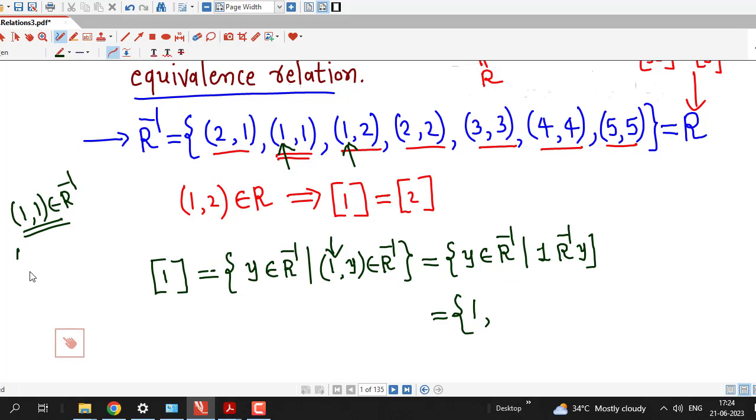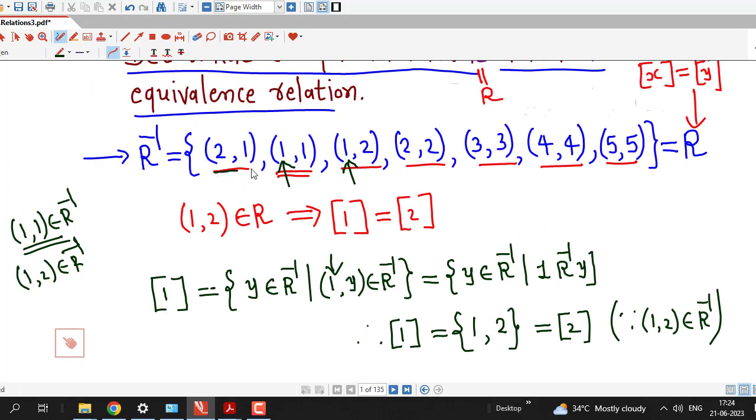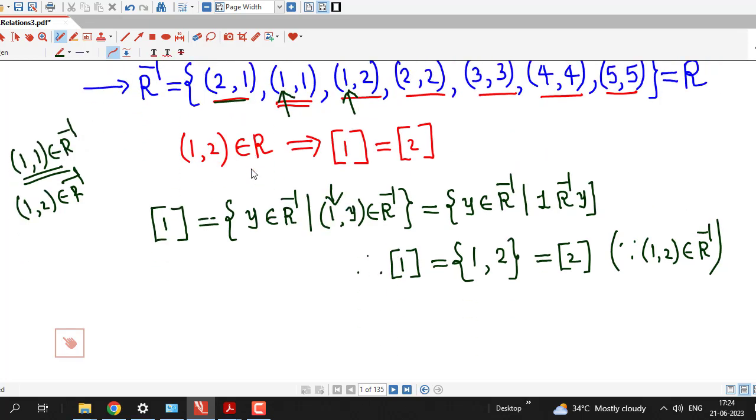Then (1,2) belongs to R inverse. That is 2 is also related to 1. So there are only 2 relatives of 1. Therefore equivalence class of 1 has 2 elements, and this is nothing but equivalence class of 2 also because 1 and 2 are related to each other. (1,2) belongs to R inverse, or you can see (2,1) belongs to R inverse.